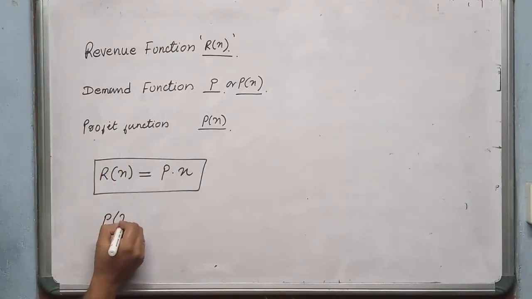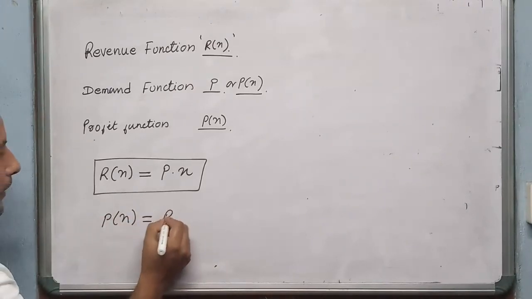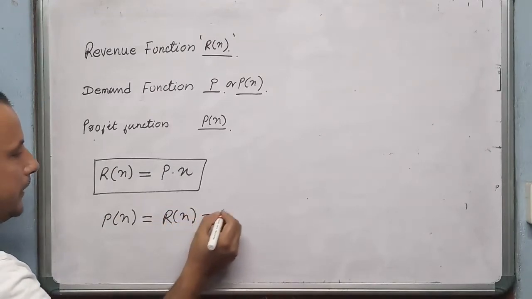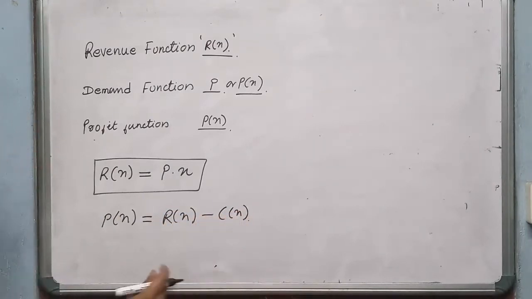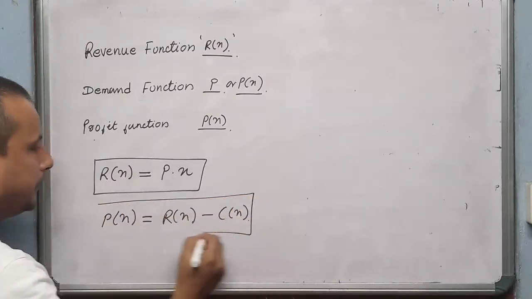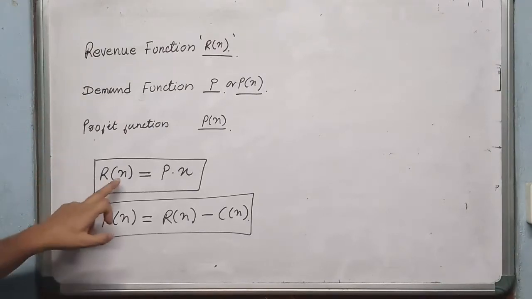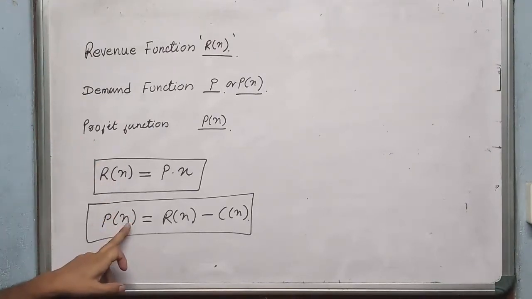Next is the profit function. Now profit, you know about the profit, selling price minus cost price. Same way, you can calculate the profit as total revenue minus your cost. Total revenue, selling price minus cost price gives you the profit. These two are the formulas to calculate the revenue. This one is the formula to calculate the profit function.